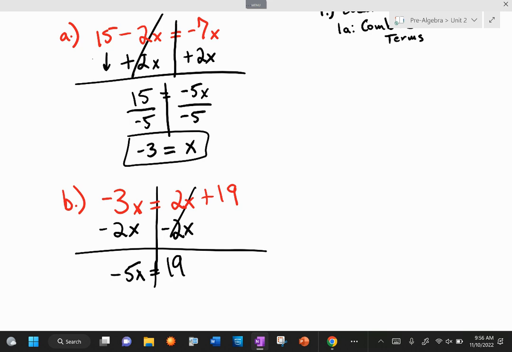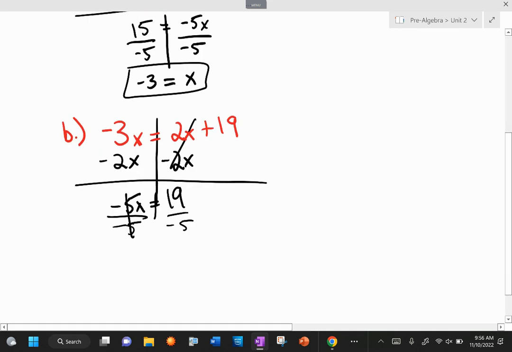I'm then going to divide both sides by negative 5. The 5's will cancel out. That gives me x equals, and then I'm okay if you just leave your answer as negative 19 over 5. If you put it as a decimal, it would be negative 3.8.